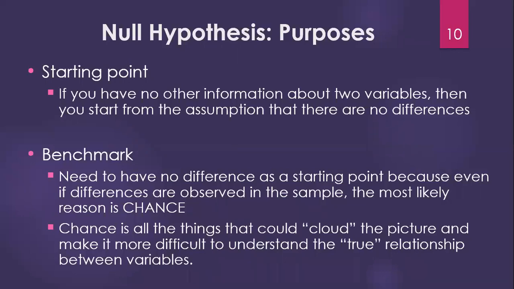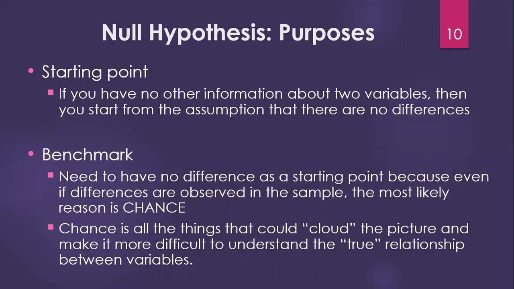The idea of a benchmark is that we need to have no difference as a starting point, because even if there are differences that are observed in the sample, there's a good chance that the reason there are differences is just due to chance, just due to happenstance, that it's by accident. We can't necessarily say that it's due to the independent variable. So chance is all of the things that could cloud the picture, make it more difficult to understand the true relationship between variables in the population.